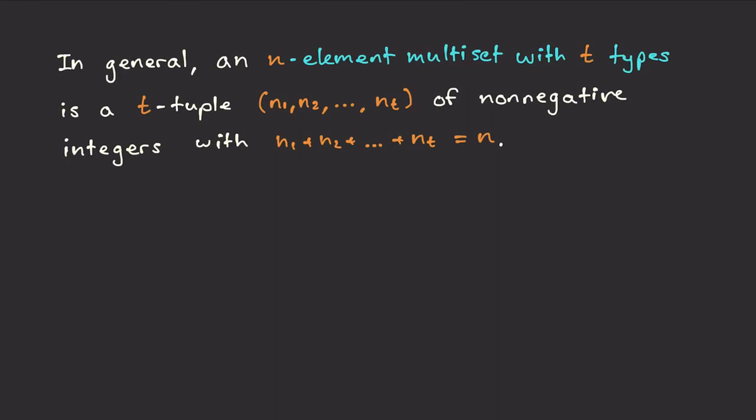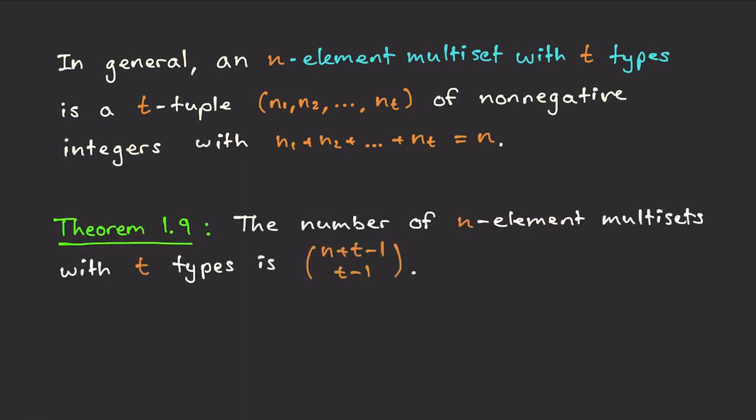Here's a theorem about multisets. The number of n-element multisets with t types is equal to n plus t minus 1, choose t minus 1. Luckily, there's no need for us to prove this theorem because we've essentially already proved it. If you take my proof with sock drawers and you change all the 10s into n's and all the 4s into t's, then you'll find the same proof works. You end up with a bijection between the n-element multisets with t types and the strings consisting of n dots and t minus 1 dividers.